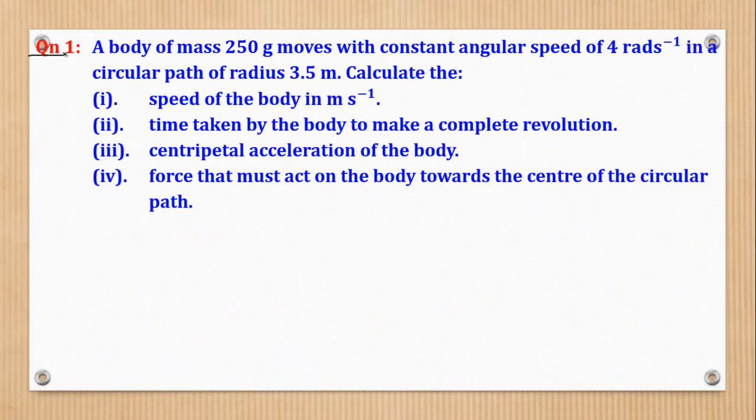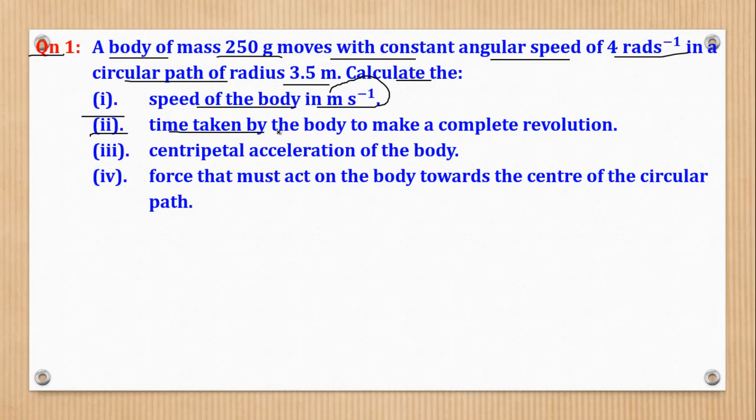With that, we shall go through this question. Question 1 says, a body of mass 250 grams moves with an angular speed of 4 rad per second in a circular path of radius 3.5 meters. Calculate, Roman 1, the speed of the body in meters per second. They want the linear speed.